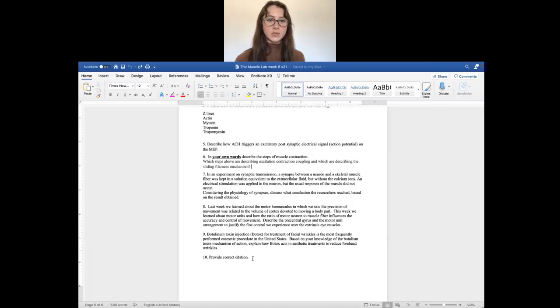And number 8, last week we learned about the motor homunculus, in which we saw the precision of movement was related to the volume of cortex devoted to moving a body part. This week we learned about motor units and how the ratio of motor neuron to muscle fiber influences the accuracy and control of movement. Describe the precentral gyrus and the motor unit arrangement to justify the fine motor control we experience over the extrinsic eye muscles.